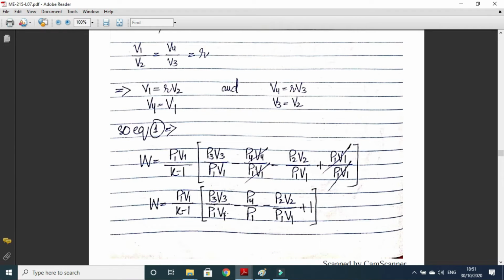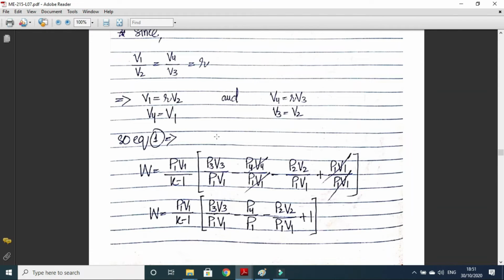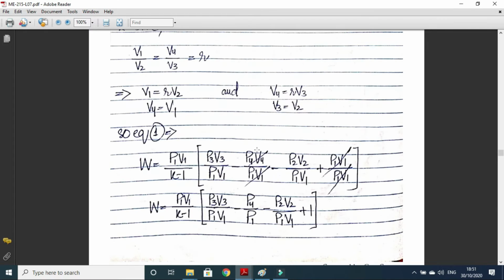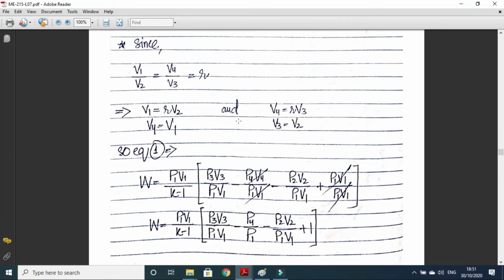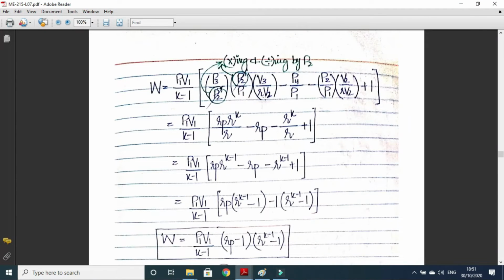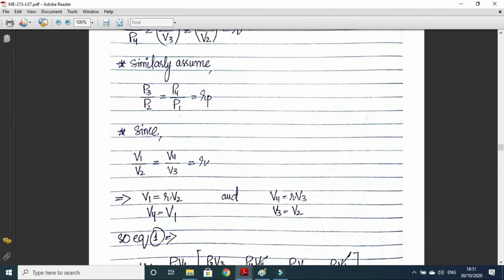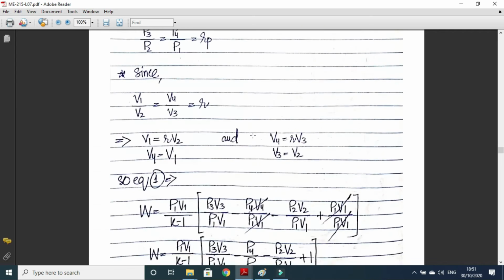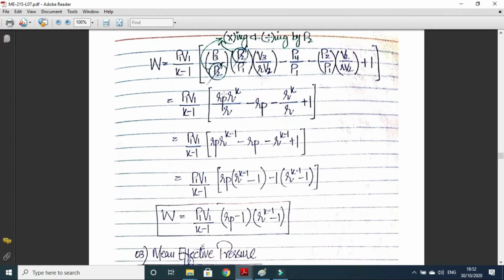So now we can write, this is P3 upon P1, so we can multiply and divide by P2. So P3 upon P2, P2 upon P1, P2 will be cancelled out, and V3 will remain same, and for V1 we have written RV2. So this P3 upon P2 will be equal to RP, and P2 upon P1 will be R to the power K. So we can replace P3 upon P2 as RP, P2 upon P1 as R to the power K.